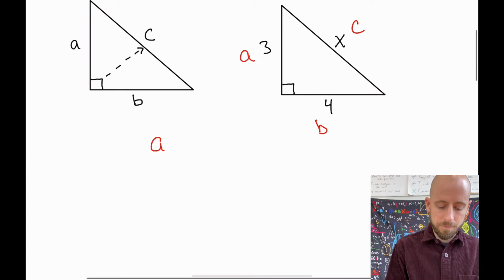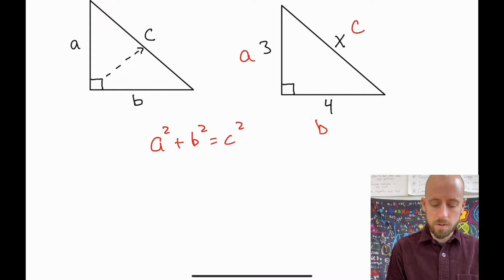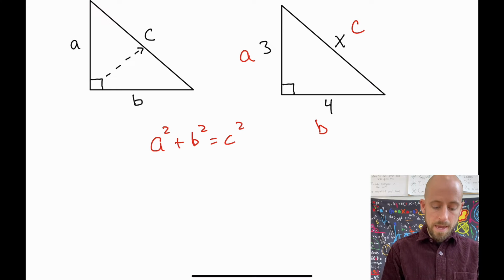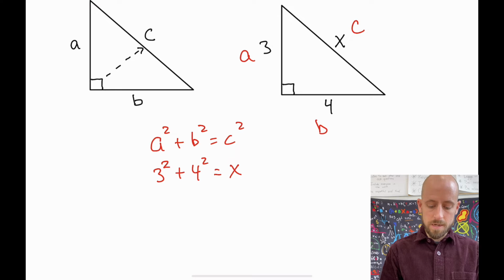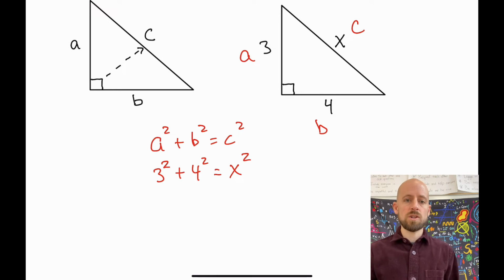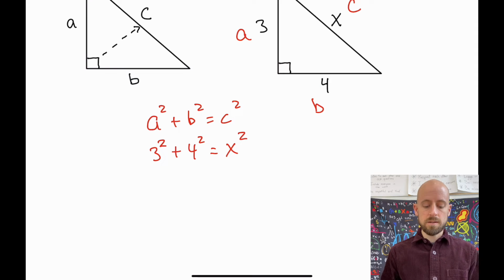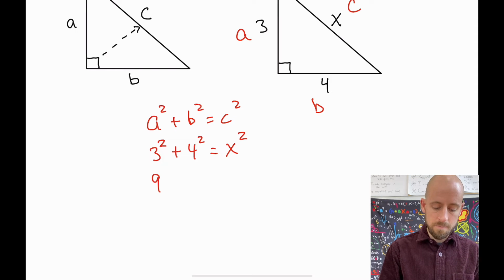Well, if I have the formula A squared plus B squared equals C squared, I'm just substituting in the values that I have. So A is 3, so it's going to be 3 squared plus B squared, which is 4, so 4 squared, equals X squared. So I just substituted in from what I saw. Now all I need to do is square those items. So 3 squared means 3 times 3, which is 9.